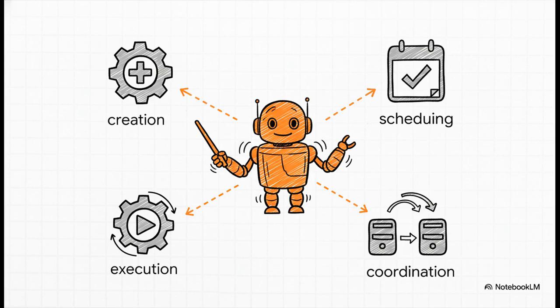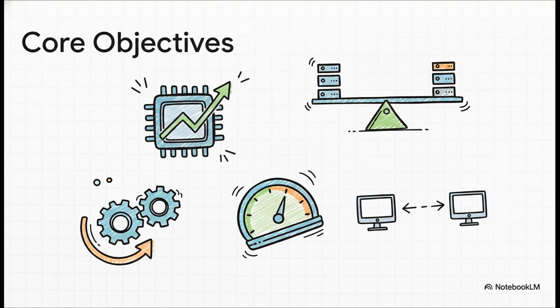It's in charge of everything, creating new processes, deciding what they should work on and when, that's scheduling, and, crucially, making sure they can all talk to each other to get the job done smoothly. So, why go through all this trouble? Well, it's all about solving some key challenges. We want to make sure we're using all our computer power efficiently. We definitely want to avoid a situation where one machine is completely overloaded while others are just sitting idle. The ultimate goal here is to squeeze every last drop of performance out of the entire system.